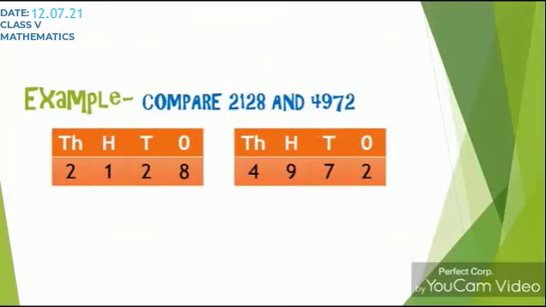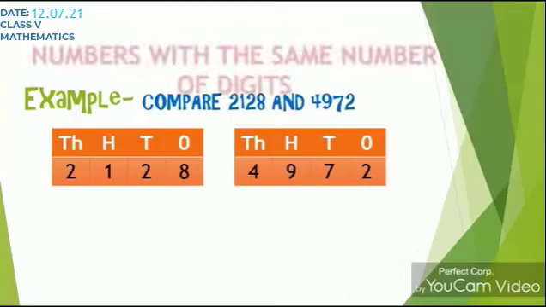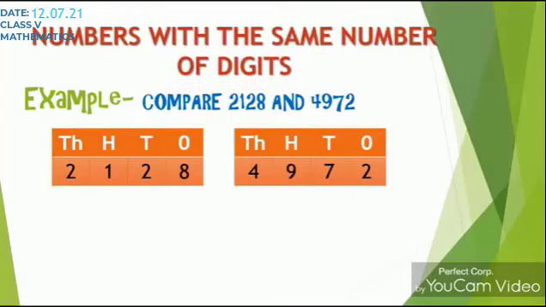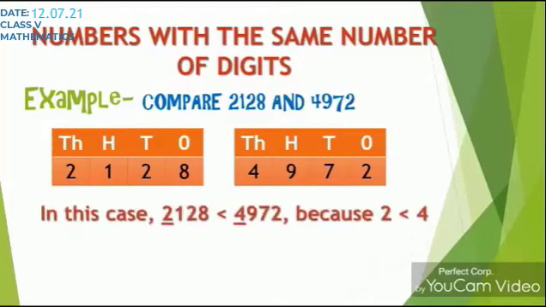Let's see another example. Here the two numbers for comparison are 2,128 and 4,972. Here also both of the numbers have the same number of digits, but the extreme left digit in the first number is 2 while the extreme left digit in the second number is 4. While comparing 2 and 4, we can say clearly that the number 4,972 is the greater one.